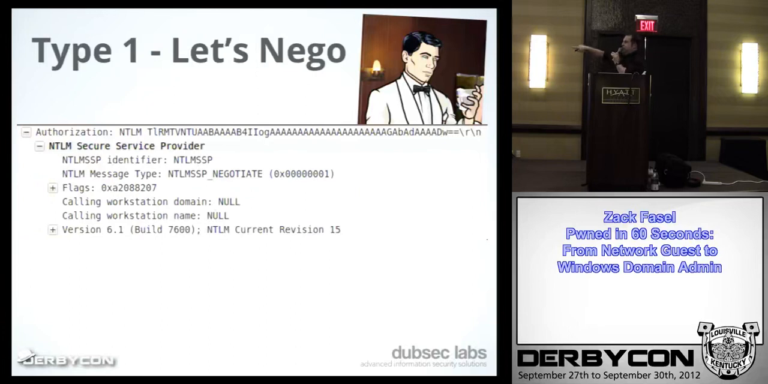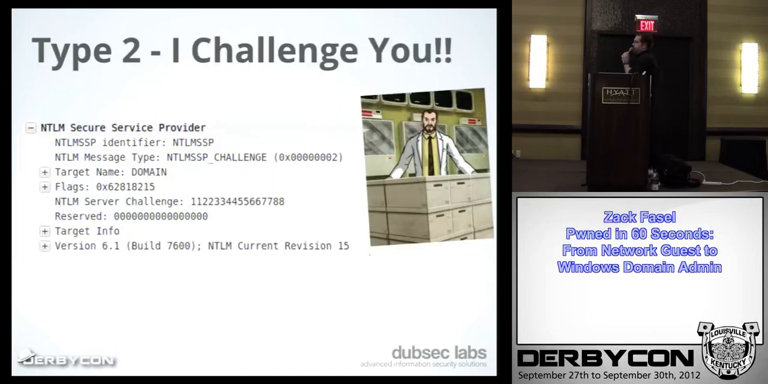So again, here's a Wireshark dissection of NTLM network authentication, basically showing, oh, I love this laser pointer too. I've never used one before. It's so fun. Here it is negotiating with the flag saying this is what I support. Type 2 message from the server comes back saying, hey, I'm a part of the domain. I support this.